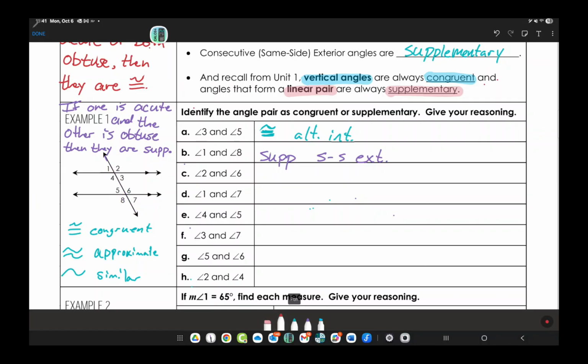All right. 2 and 6. Well, these are obtuse, so they are congruent. They're also corresponding. That's your reason. I guess it should have a comma here. Now, on the homework, you don't have to give the reason. You just have to give the value, which is what we're going to do in a second.